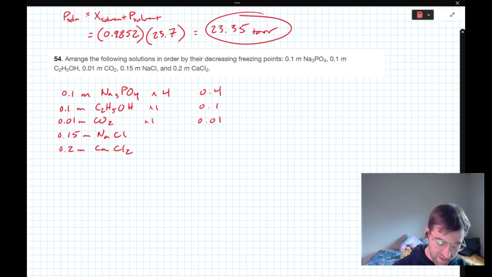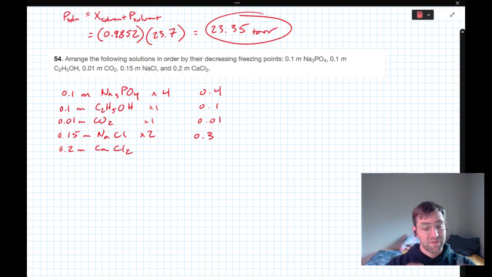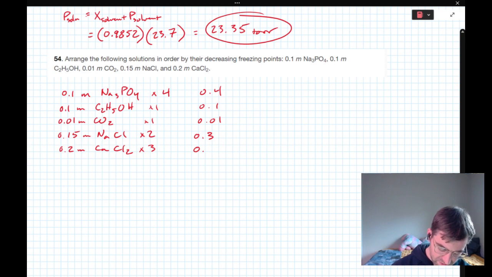And sodium chloride dissociates in aqueous solution. So we have 2 species, which gives us 0.3: 0.15 times 2 gives us 0.3. And then we have calcium chloride. Chloride will dissociate from calcium, and chloride will also dissociate from itself, so we have 3 species of interest. So 0.2 times 3 is 0.6.